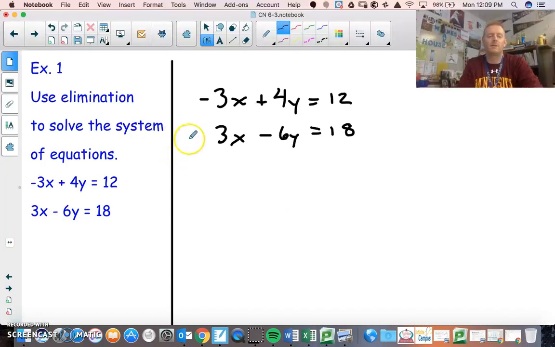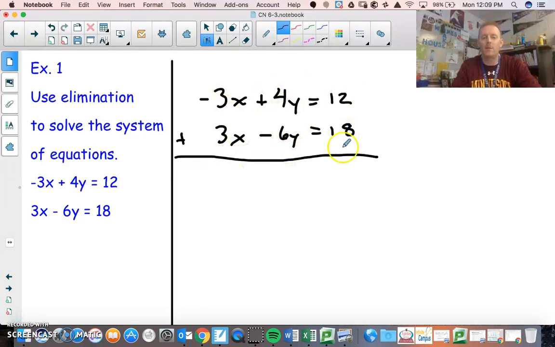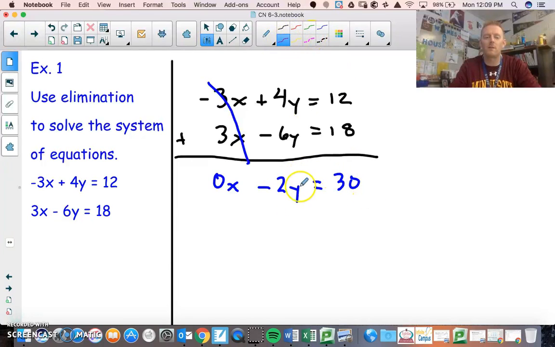If you think about this, this whole thing is just one addition problem. I have my x's, my y's, and my regular numbers, my like terms lined up. So a negative 3x plus 3x makes 0 x's. I don't really need to write 0 x's, but just so you see that's what's happening. Then we have a 4y and minus 6y, which gets us a total of negative 2y. And 12, and since it says plus, 18 is 30. Now we're going to solve this little equation by dividing by negative 2, and we find out that y is equal to negative 15.